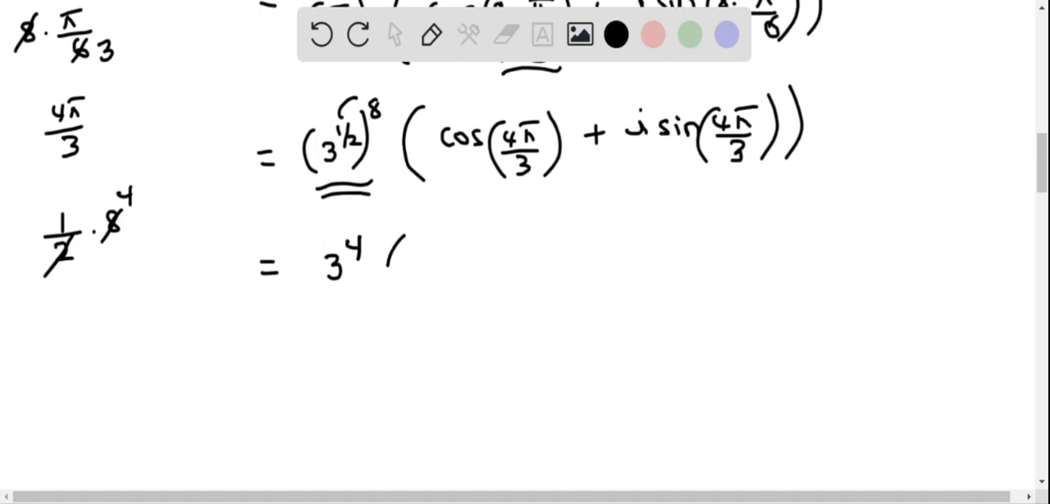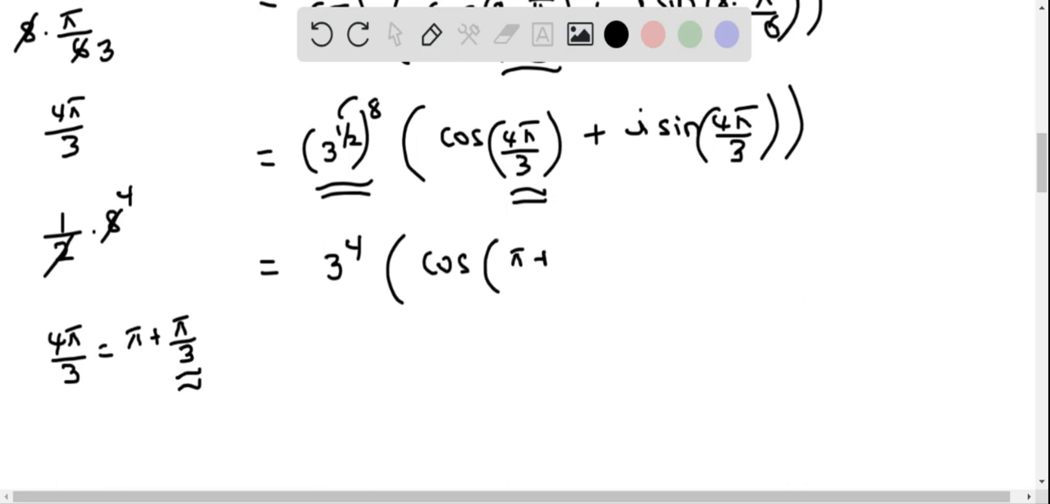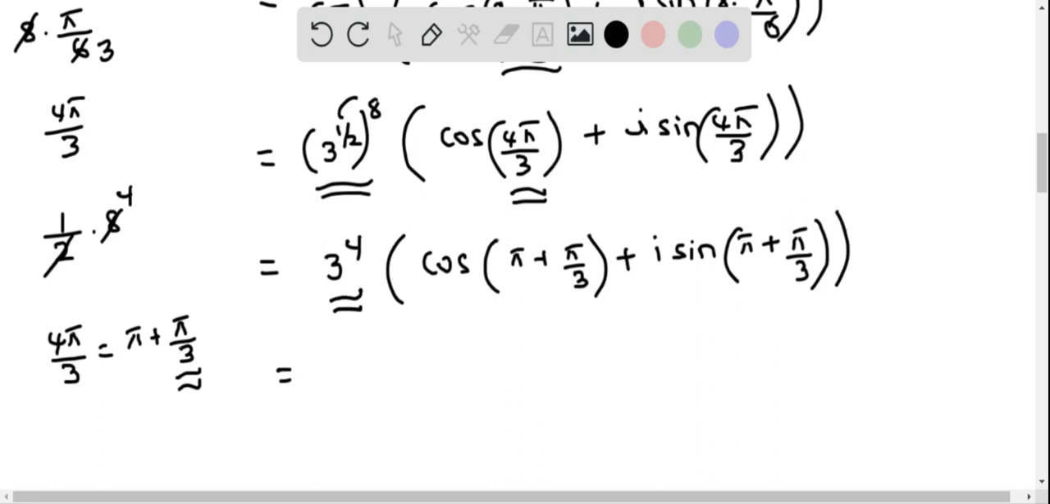And then multiplied with cosine of 4 pi over 3. I'm going to write down this 4 pi over 3 as a sum of a reference angle. This can be written as pi plus pi by 3, and this pi by 3 is the reference angle. So I put this as pi plus pi by 3, plus i sine, and this also pi plus pi by 3.